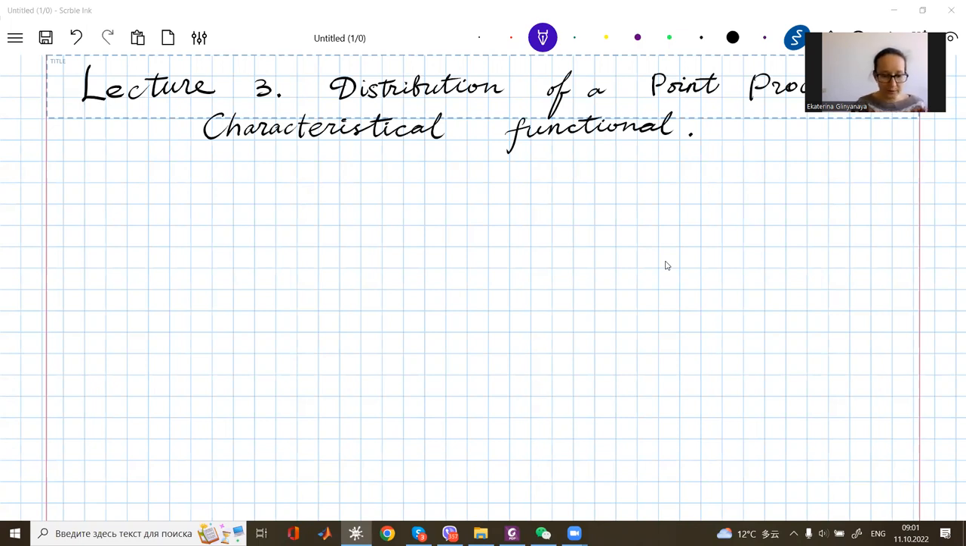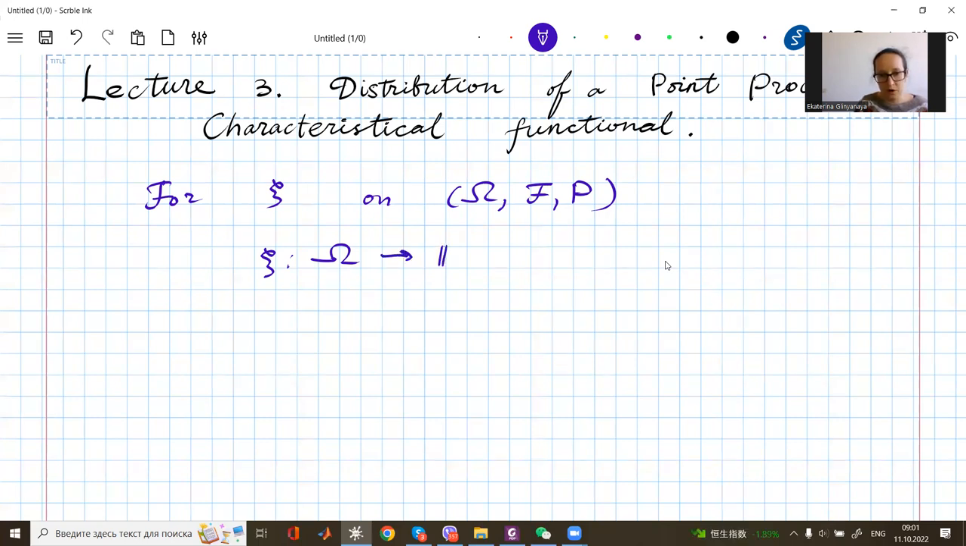So at first, let me recall what we have done when we deal with just one random variable. For a random variable psi, for example, if we consider it on a probability space of such form, what do we have? So psi is a mapping from a probability space into R, and it is measurable.